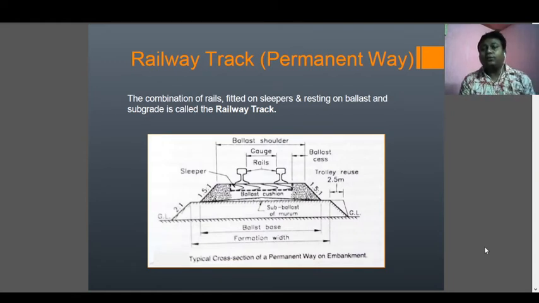Before going to the railway track, first we have to understand some basic terminology about the components of the railway track. It is basically a combination of rails fitted on sleepers and resting on ballast and subgrade that is called the railway track. So a railway track is not only that. A railway track is the combination of rail, sleeper, ballast, and subgrade. So what is rail, what is sleeper, what is ballast, and what is subgrade? These four terms we need to know.